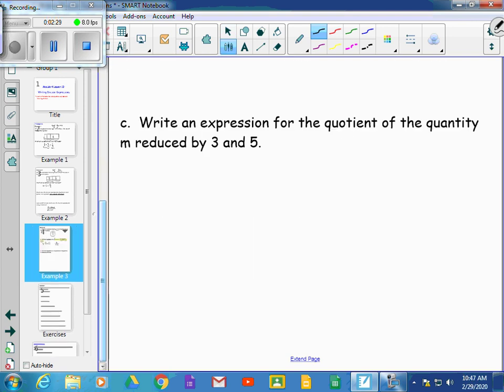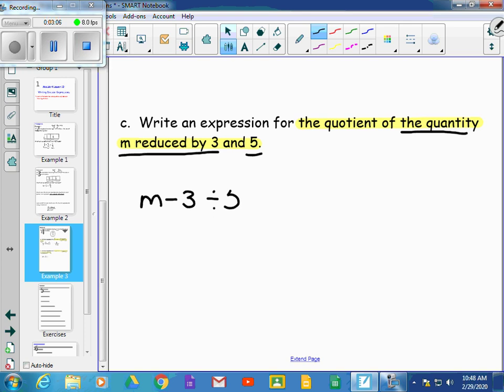Let's try letter C then. It says write an expression for the quotient of the quantity m reduced by 3 and 5. Our word expression is the quotient of the quantity m reduced by 3 and 5. We know we're dividing in there because it tells us quotient. What are we dividing? Well, the first thing we're dividing is the quantity m reduced by 3. So m reduced by 3 would be m minus 3. I'm dividing that by what?